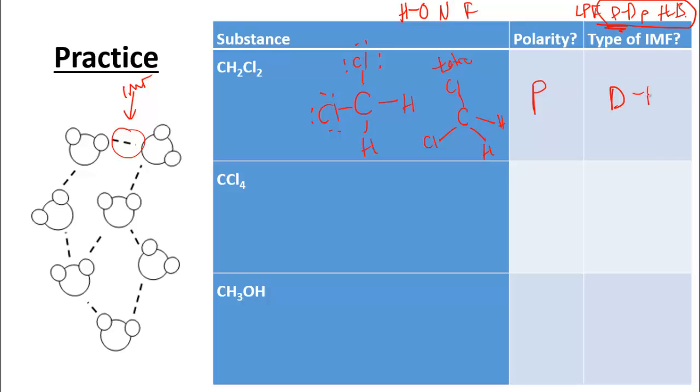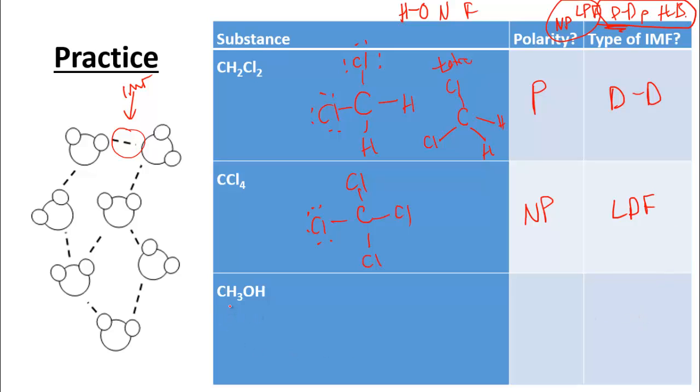So the type here is dipole-dipole. In your next one we have ClF4, and it looks something like this. For the sake of time I'm going to leave off the electrons, but there's a lone pair of electrons like this on all the chlorines. This molecule is completely symmetrical, and symmetrical means it's going to be nonpolar, and nonpolar is always going to be the LDF. So this is a nonpolar molecule, and your only force of attraction for nonpolar is LDF.